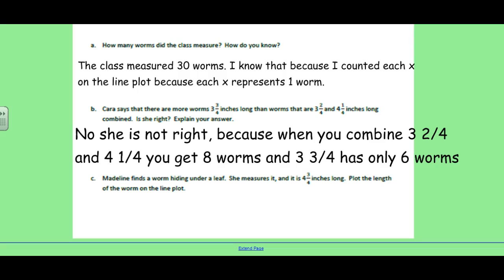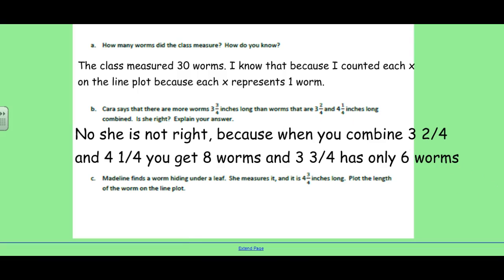It says, Madeline finds a worm hiding under a leaf. She measures it, and it is 4 and 3/4 inches long. Plot the length of the worm on the line plot. So this means that you're not going to be writing anything here underneath part C, you're actually going to go up to the line plot and you're going to put an X for where this new worm would go.